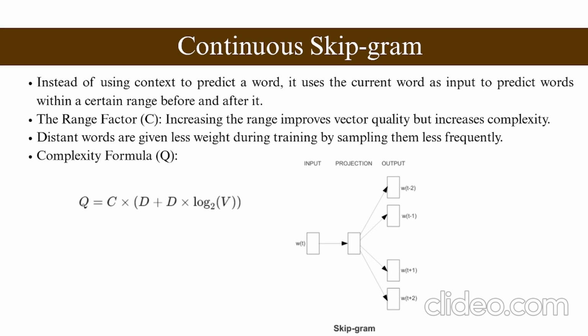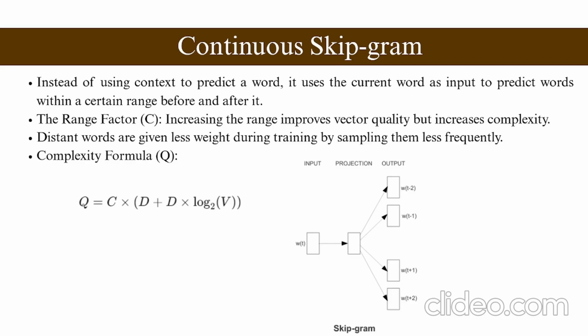While CBOW uses context to find a word, the continuous skip-gram model does the exact opposite. It uses a single current word as the input to predict the words that are likely to appear within a certain range or window around it. The architecture introduces a critical variable, the range value C. As we increase this range, the model looks further into the past and future of the sentence.